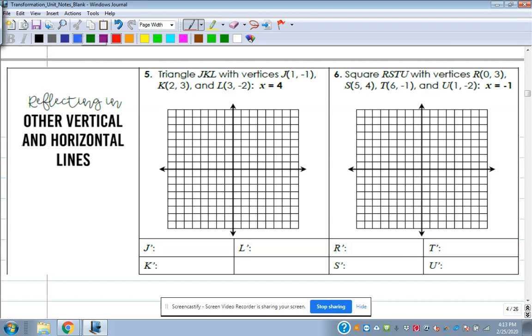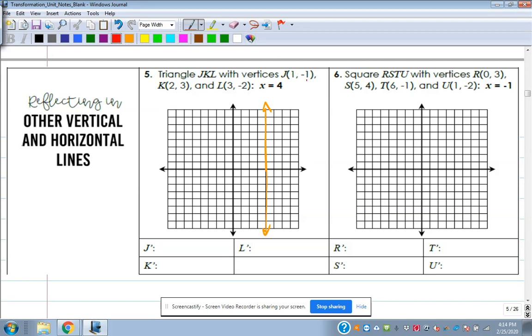So we are going to take this image of triangle JKL and we're going to reflect it across the line x equals 4. So x equals 4 is this line right here. So I just went to 4 on the x-axis and made a vertical line. And that's my line of reflection now. And yeah, I would go ahead and draw that line in some different color than what you're using to do your pre-image and image, just so that you can reference that. So let's go ahead and plot the pre-image.